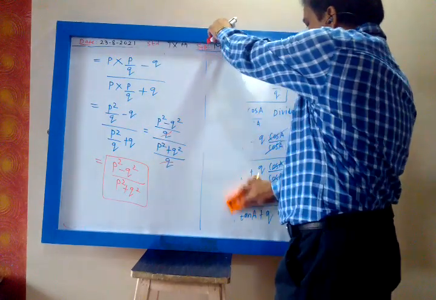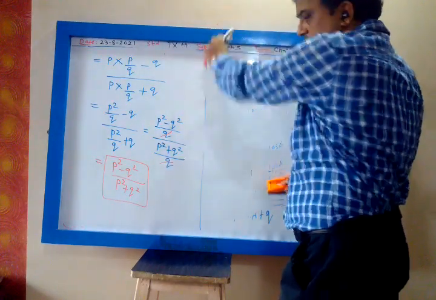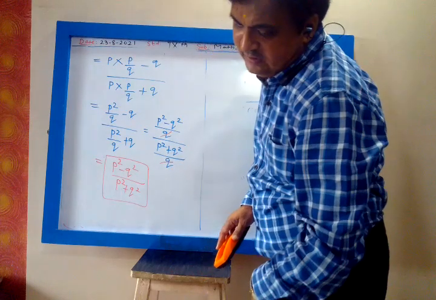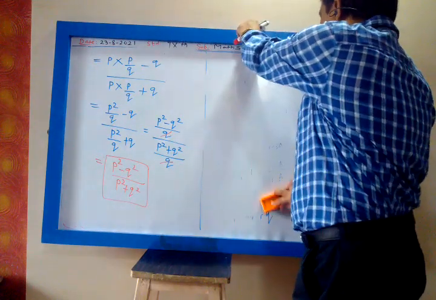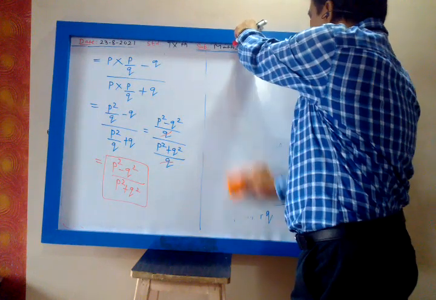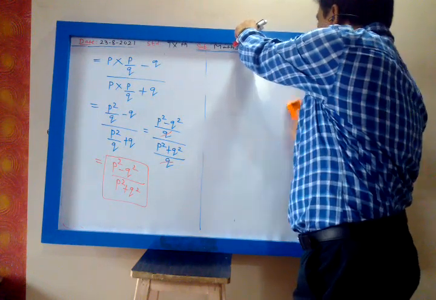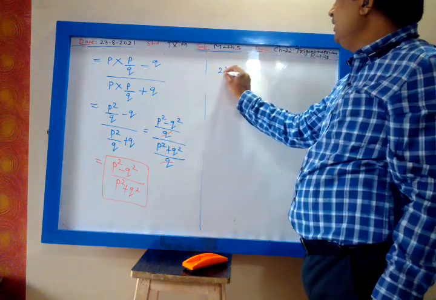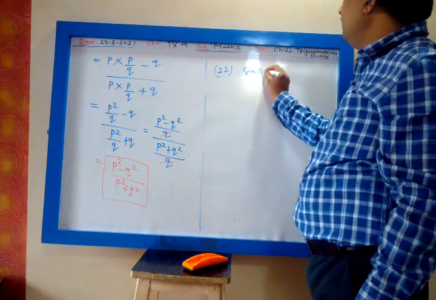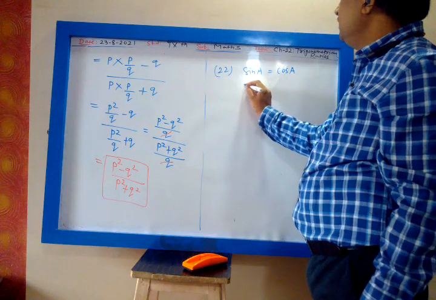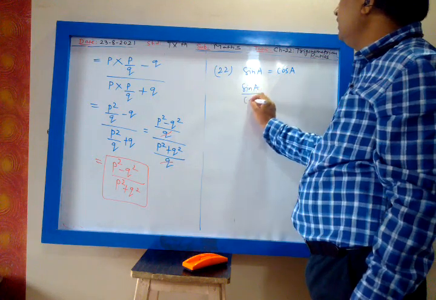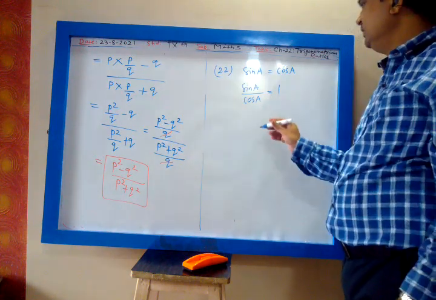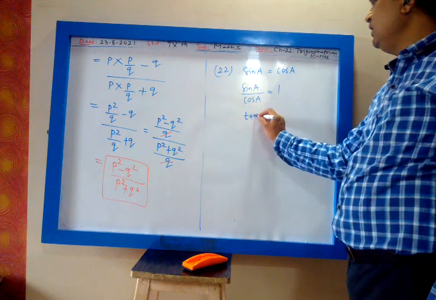What about sin A is equal to cos A? This we have already done. Sin A is equal to cos A. So, sin A upon cos A is equal to 1. What is sin upon cos? Tan. So, you will get tan A is equal to 1.